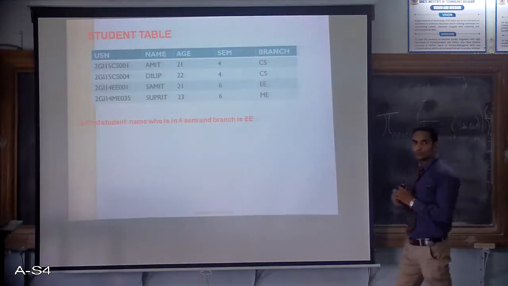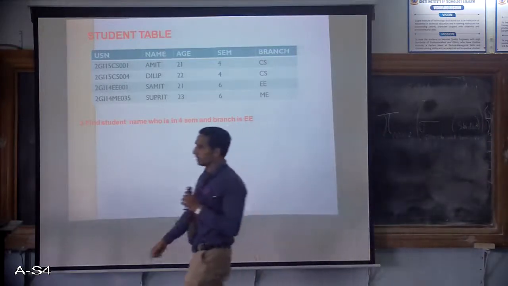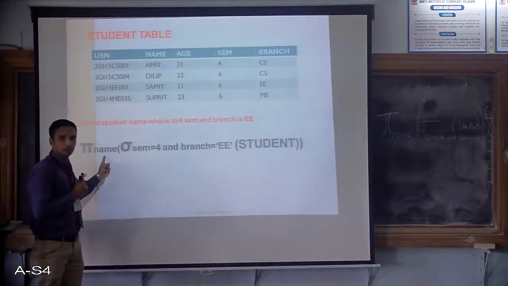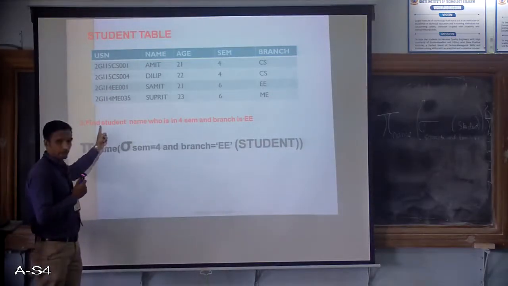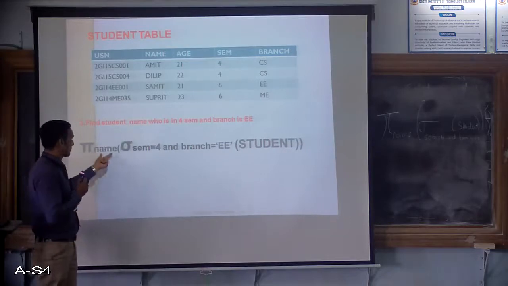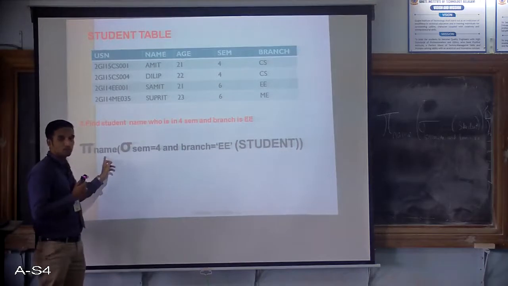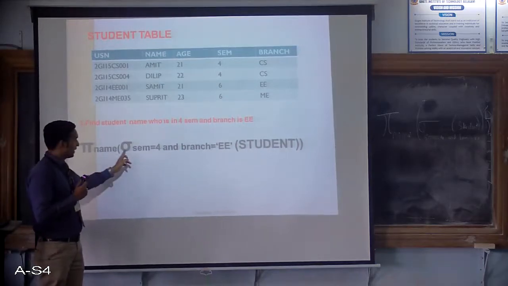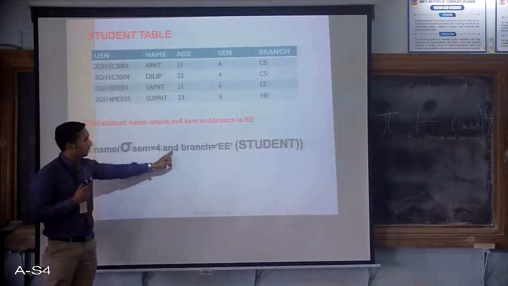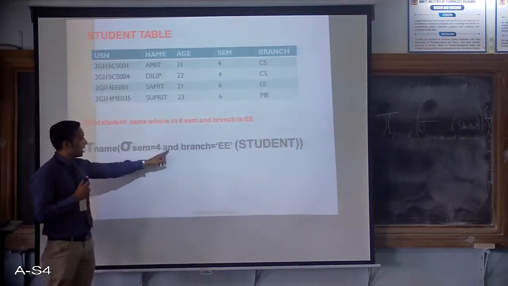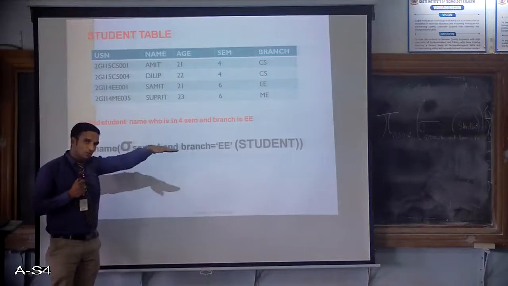See this, probably it is not that visible. I'll just show you in the slides itself. See, select the name, that is project. Find student name they said. So project name. Column heading is selected for me. But from which? Where the condition? Where semester equal to 4 and branch equal to EE from the table student. So wherever this and this matches, those rows are selected.